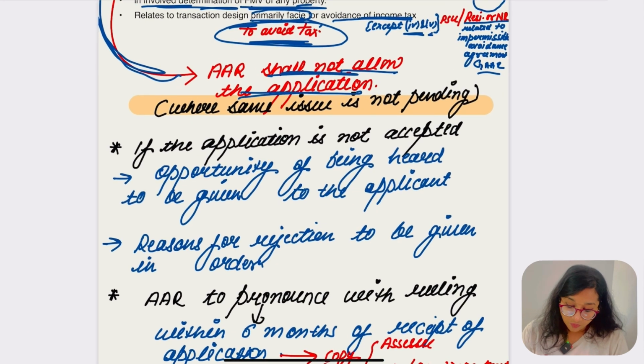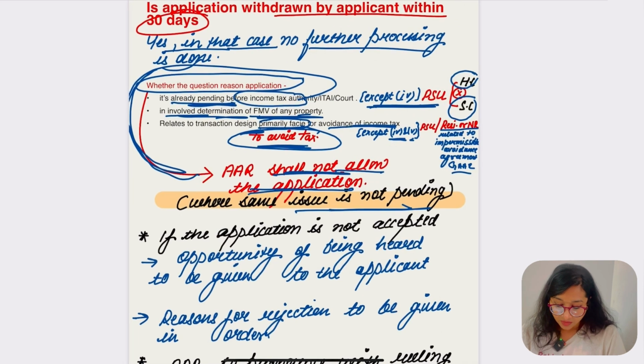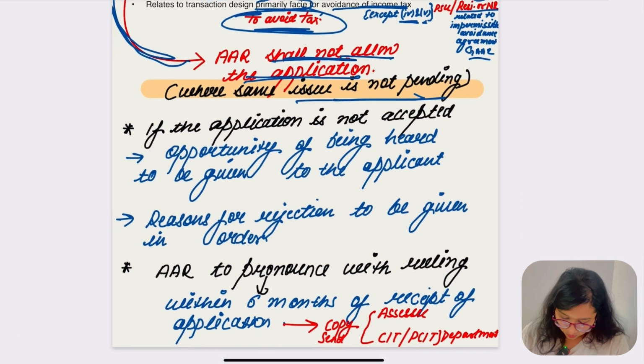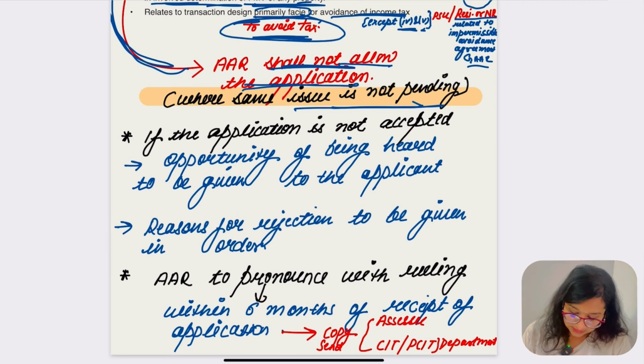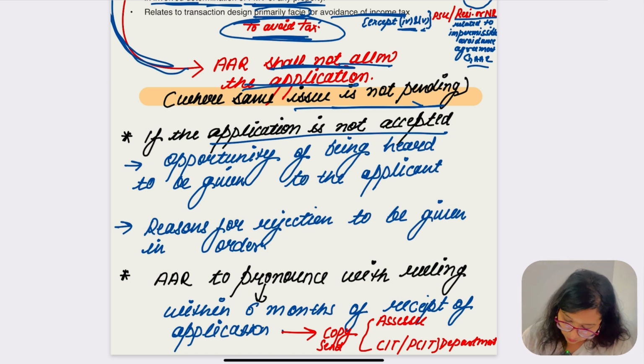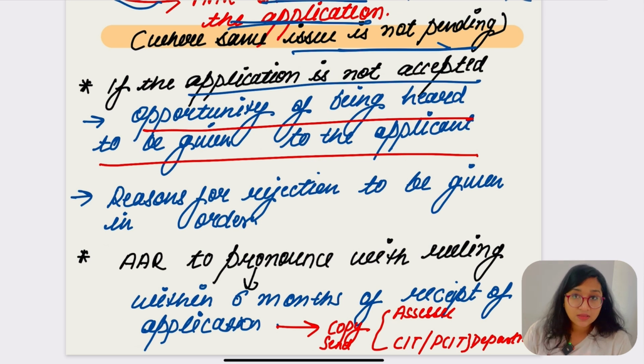Now, I already told you that the same issue should not be pending in the Income Tax Authority or ITAT, or either of the other two. Is it clear? Yes. Now let's go to the other point, which says that if the application is not accepted, in that case the opportunity of being heard is given to the applicant. Let's check what is written. Opportunity of being heard is to be given to the applicant. The reason for rejection is to be mentioned in the order given by the AAR.